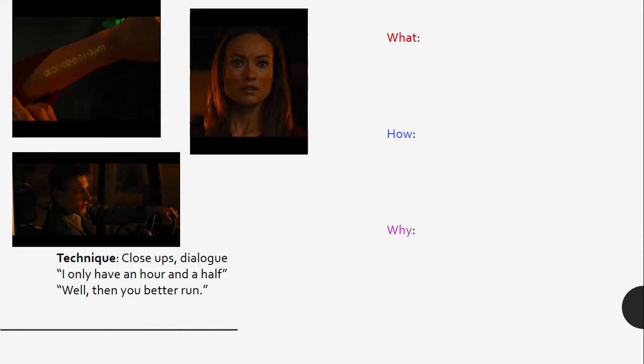Well, the close-ups are working together. She shows us the clock, and then we see the close-up of Rachel's face, and she's terrified. She knows what this means. She knows this is her death. This is how she's going to die. And then we have the dialogue and the close-up of the bus driver. He says, well, then you better run. And he's not even looking at her.